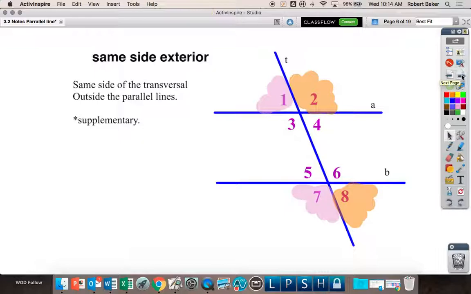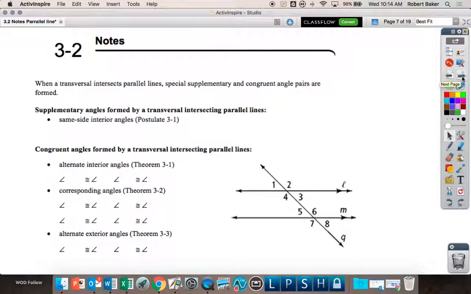Have I told you guys anything new today? Kind of, yes, but not really, no. Right? They're still called the same thing, but now they have that mathematical property tied to them. So, in this scenario, it says same side interior angles. It says supplementary angles formed by a transversal intersecting parallel lines. It says the same side interior angle postulate.